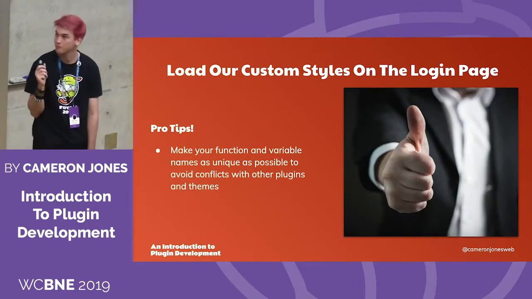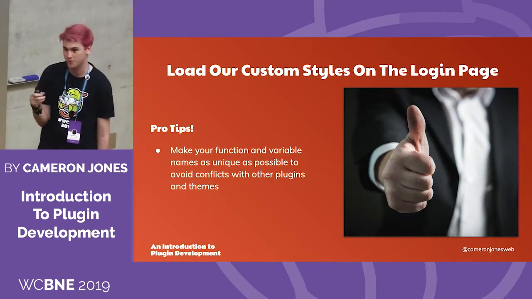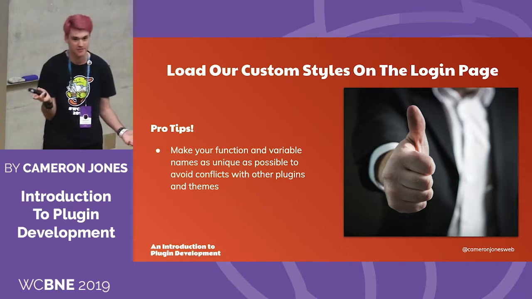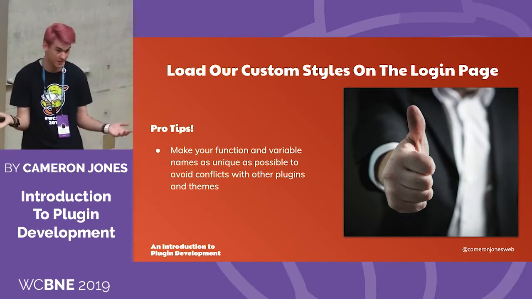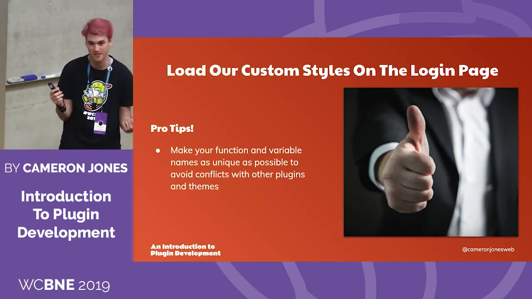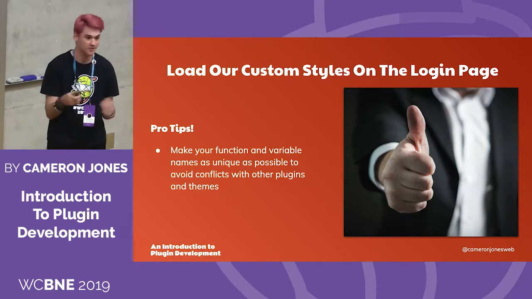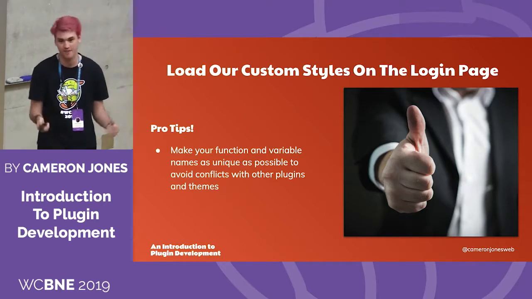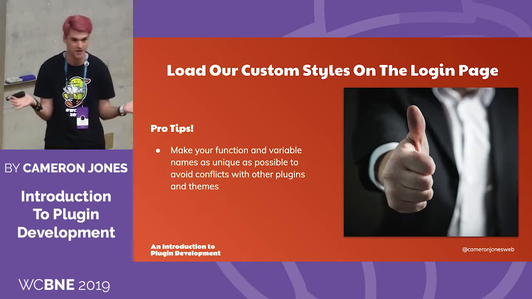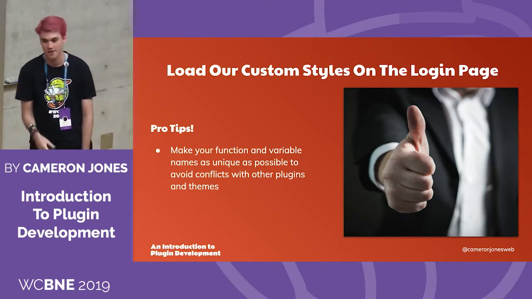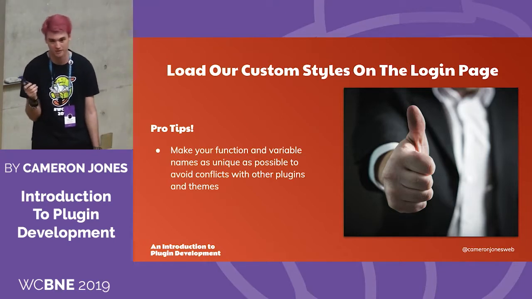Pro tip for making functions: make them as unique as possible, because you're not the only plugin out there. As we heard in Tony's talk, there are some people who have 100 plugins on their site. So if you have a simple name like save_post as your function name, and someone else has that same name, it's going to break, because it's going to say this function already exists, I don't know what to do. So make your function names as unique as possible to prevent conflicts with other people's code.